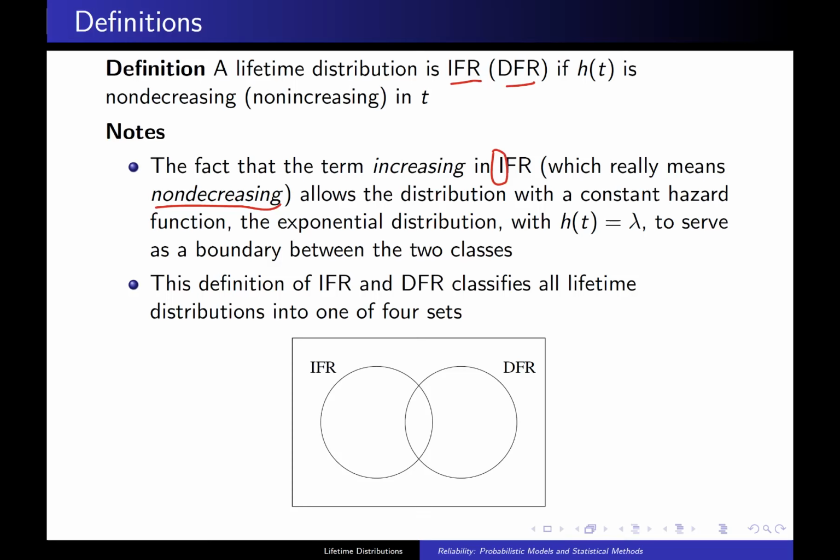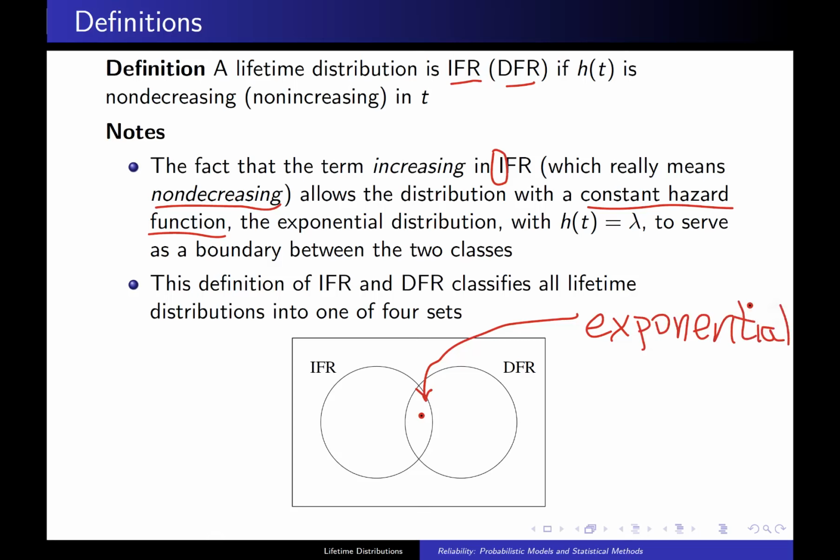When you say that IFR is non-decreasing in t, what that allows you to do is have some distribution with a constant hazard function, and you know what that distribution is. That's the exponential distribution, to serve as a boundary between the 2 classes. So if you look at our Venn diagram down here, there is only one distribution that sits at the intersection of the IFR and DFR classes, and that is the exponential distribution.